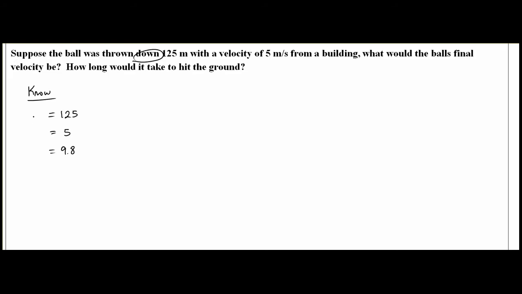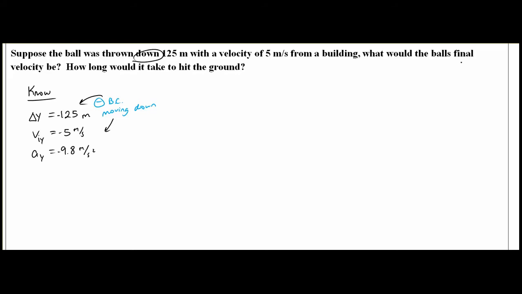So hopefully you have found that the delta y is negative 125 meters, and I'm going to put a little note that it's negative because it's moving down. Hopefully you realize the initial velocity was negative 5 meters per second, and again that applies to both my delta y and my initial y velocity, and acceleration for y is always negative 9.8 meters per second squared. So in this case, all those quantities are negative.